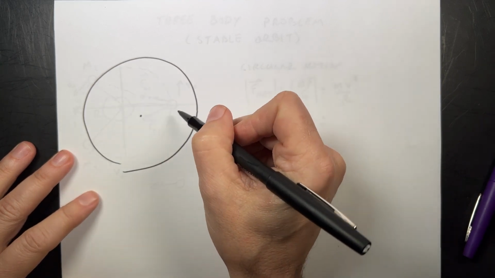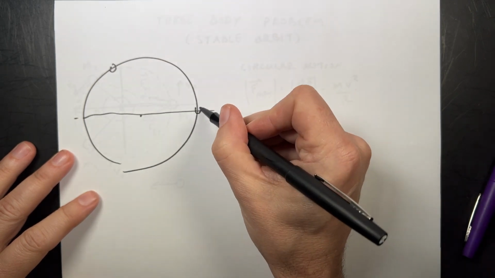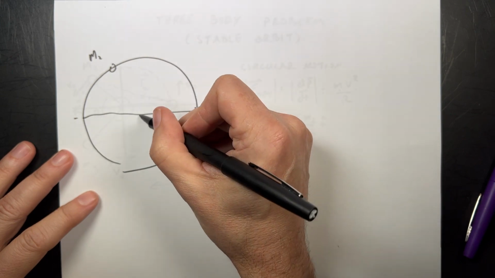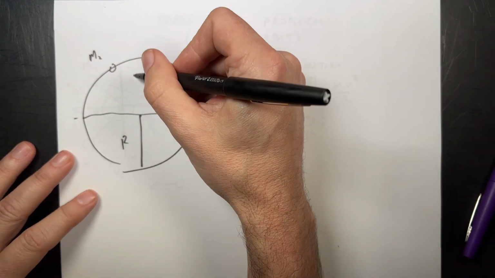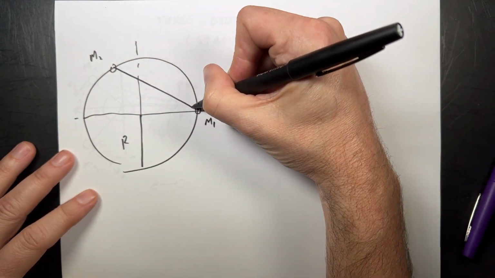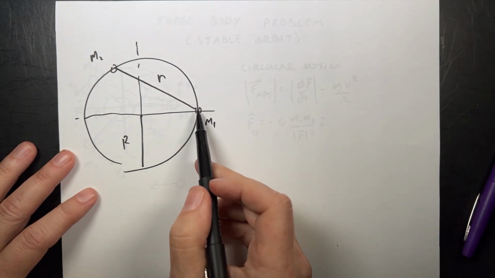And I'm going to say this is my x-axis. This is my m1, m2, but they have the same mass. This is a radius r, and I'm not going to worry about that other mass down here. And I'm going to draw this and this. I'm going to call that r. I'm just going to use the magnitude.